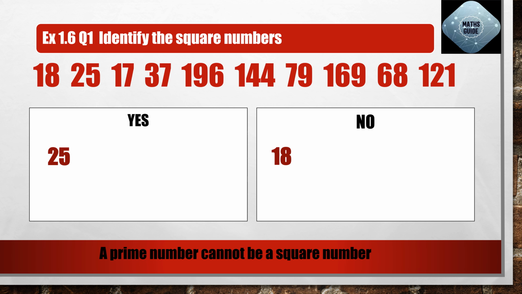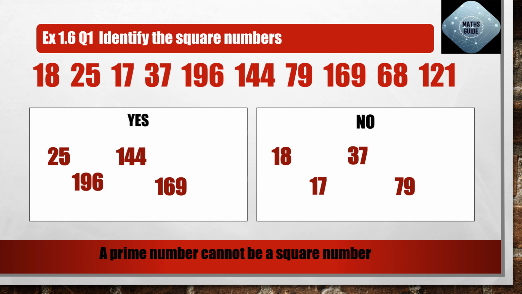25 is a square of 5. 17 is a prime number, so it's not a square number. 37 is again a prime number. 196 is the square of 14. 144 is the square of 12. 79 is not the square of any number. 169 is the square of 13. 68 is again not a square of any number. And 121 is a square of 11.